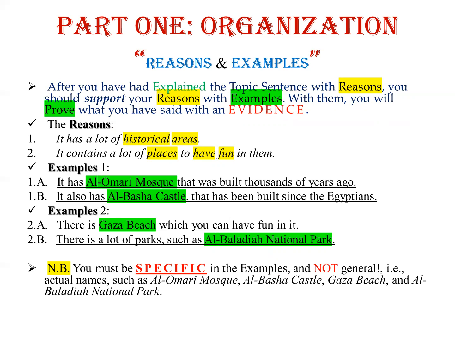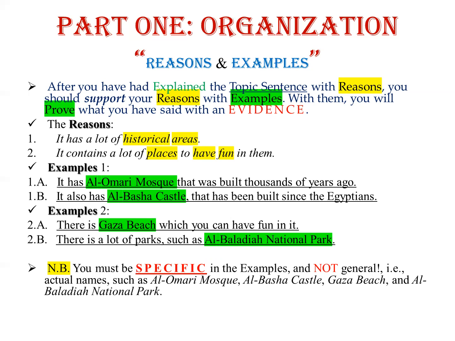The reasons: it has a lot of historical areas. It contains a lot of places to have fun in. Example number one, for the first reason, okay? It has Al-Umari Mosque that was built thousands of years ago. Example number two, for the first reason, it also has Al-Basha Castle that has been built since the Egyptians, okay? So I'm proving my reasons by giving examples, and I'm giving specific, real names, such as Al-Umari Mosque and Al-Basha Castle. Examples for the second reason: there is Gaza Beach, which you can have fun in. There are a lot of parks, such as Al-Baladiyya National Park.